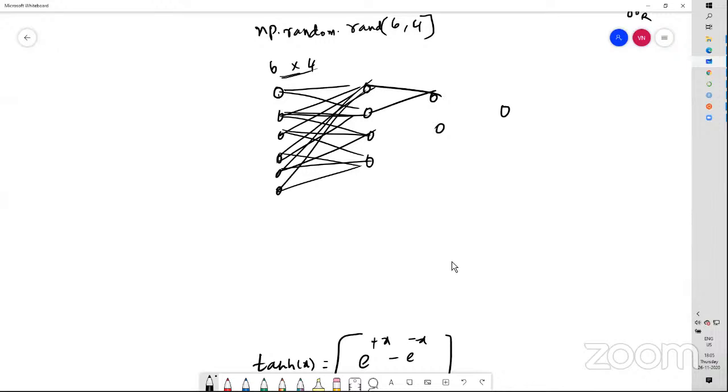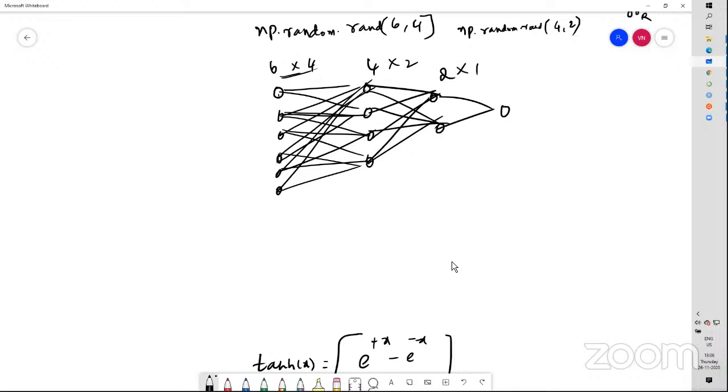Then from this to this is for the second layer. So this is 4 by 2. So here we need to again set weights with np.random.rand of... how many do we need to generate? 4, 2. That is 4 rows and 2 columns. And from this to this, which is going to be 2 by 1, so we need to initialize 2 weights here. So np.random.rand of 2 comma 1. So this is the initialization part.